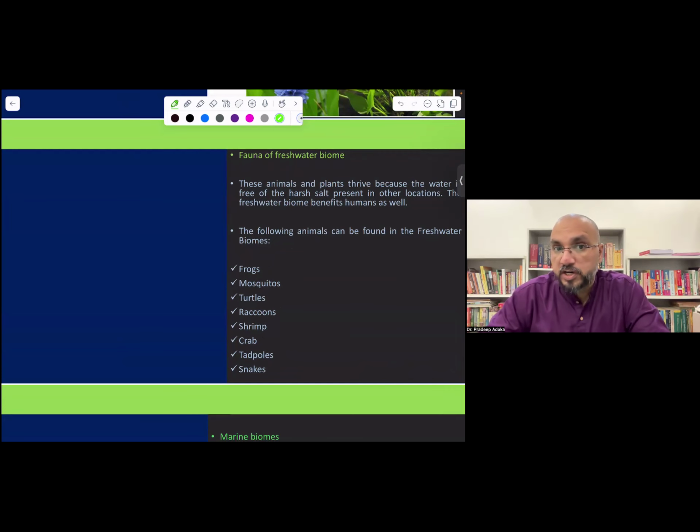So fauna, what kind of animals live here? Frogs, mosquitoes, turtles, raccoons, shrimp, crab, tadpoles. So larva of frog is called a tadpole. Snakes, these are some of the animals that you commonly see in freshwater biome. Okay.